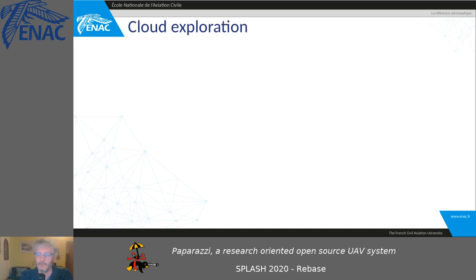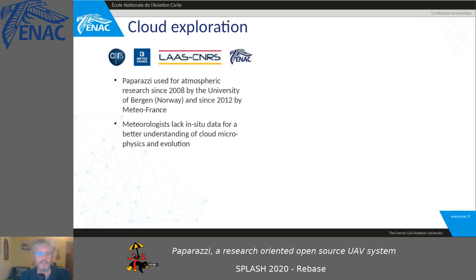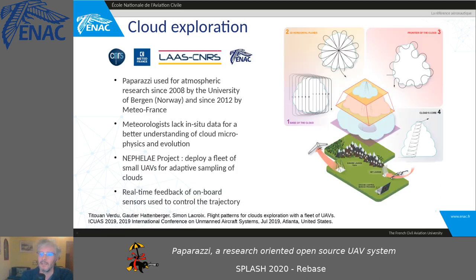So cloud exploration, atmosphere exploration, is not something new in Paparazzi. It has been used since 2008 by the University of Bergen in Norway, and since 2012 by Meteo France with the help of ENAC. And the thing is that the meteorologists lack in situ data around the clouds. This is something that you cannot do using soundings or satellite images, or even a manned aircraft. They want to be able to go through the frontier between the clouds and the surrounding atmosphere to understand the microphysical properties in this region.